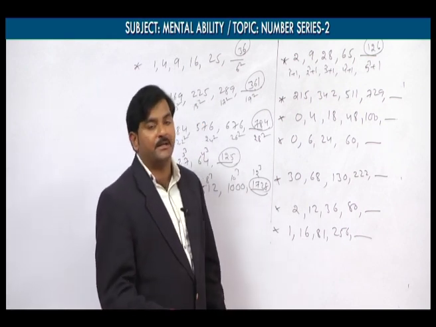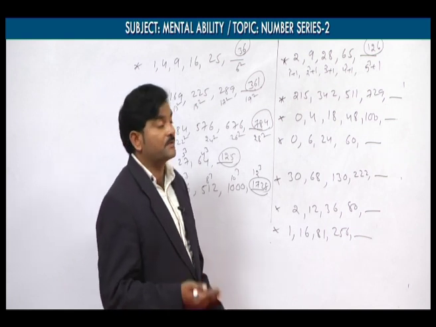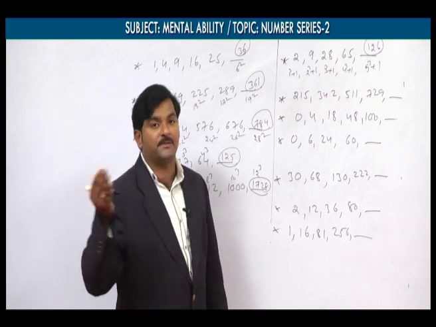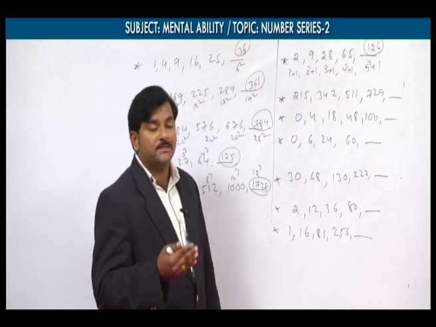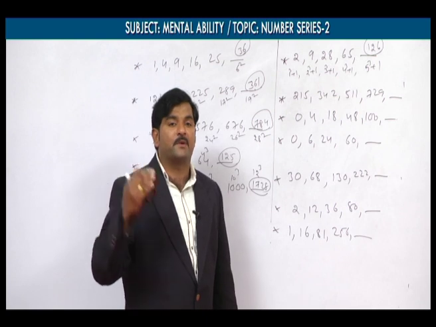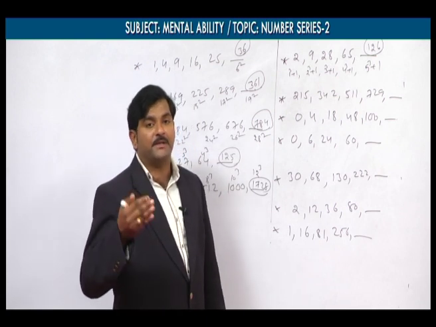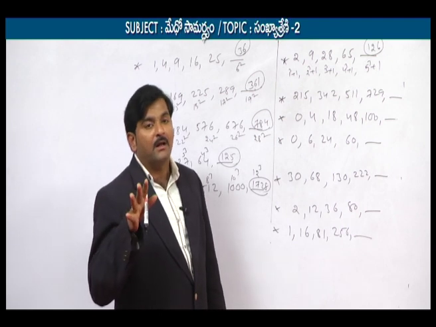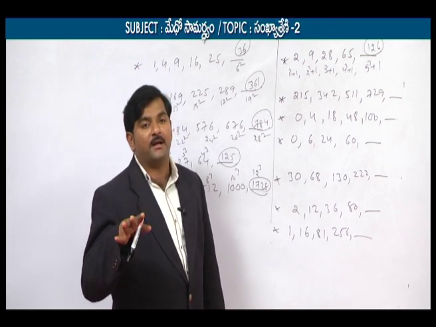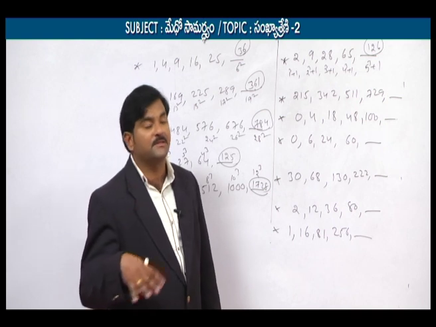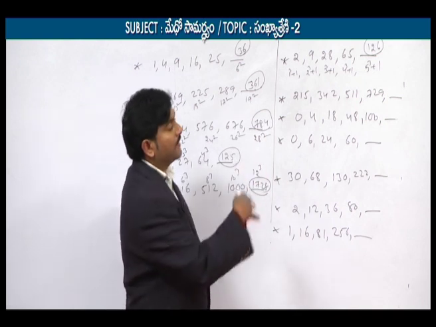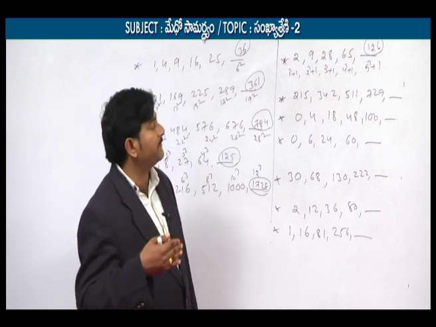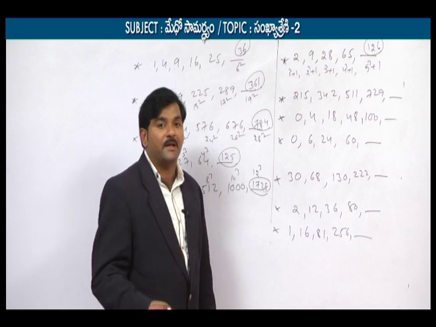Or sometimes you may get n cube minus 1, or n cube plus 2, plus 2, plus 2 and so on, or n cube minus 2, minus 2, minus 2 and so on, or n square plus 2, plus 2, plus 2 and so on, or n square minus 2, minus 2, minus 2 and so on. You should think in different ways. Until you have a command on squares, cubes and simple calculations, you won't get this idea. That's why learn all those even numbers, odd numbers, prime numbers, squares, cubes, some kind of tables and so on.